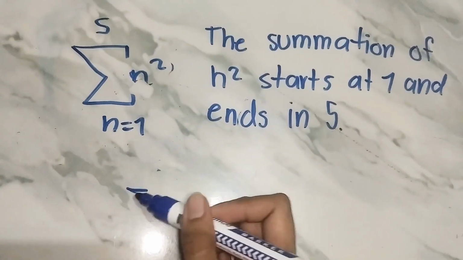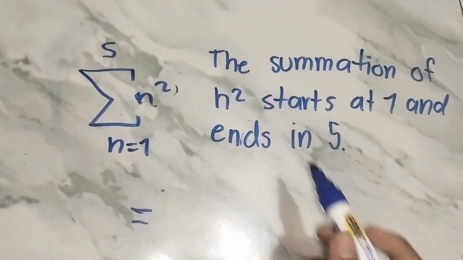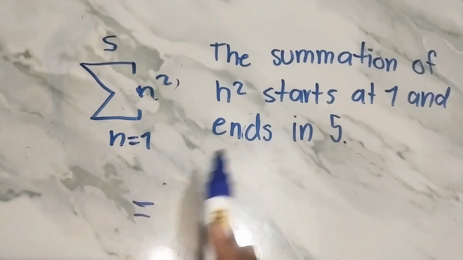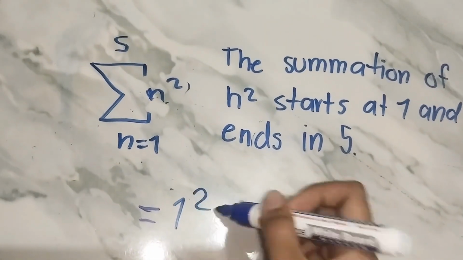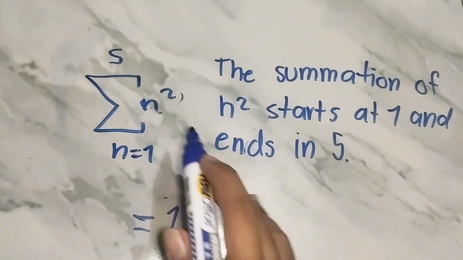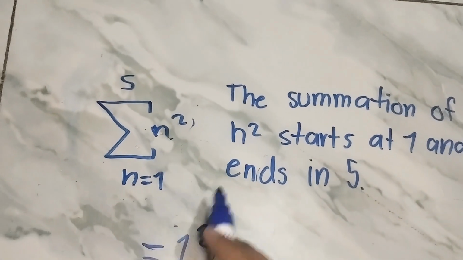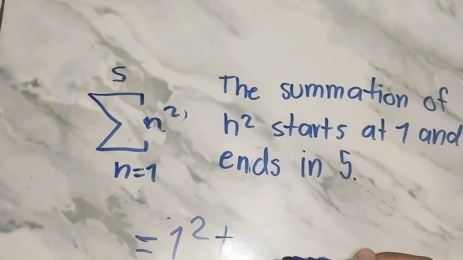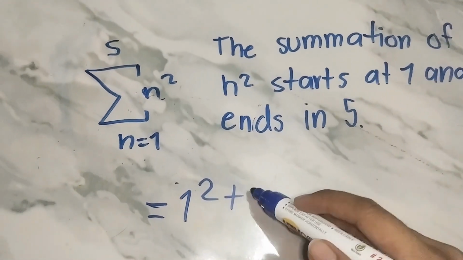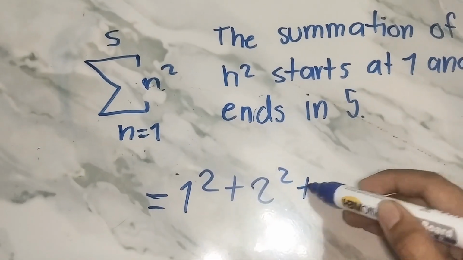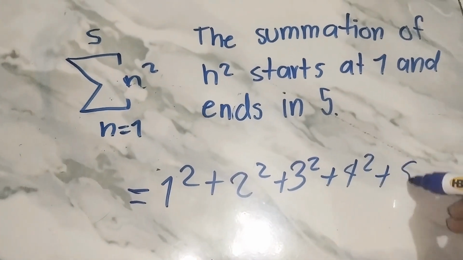So now let's solve this example. What we're going to do first is copy n squared, and substitute n with 1 since it starts with 1. Then we're going to keep going until we get to 5. And we're going to add, since a sum is of course an addition: 1 squared plus 2 squared plus 3 squared plus 4 squared plus 5 squared.